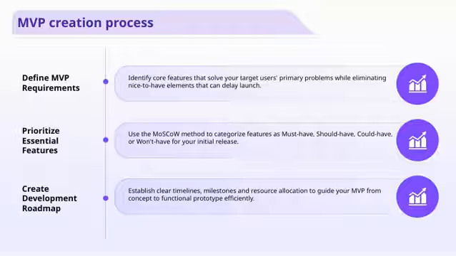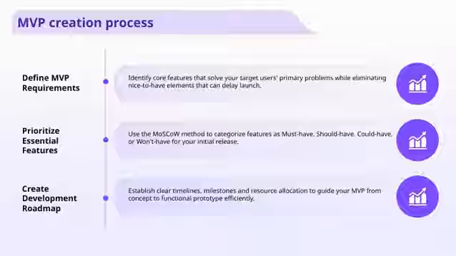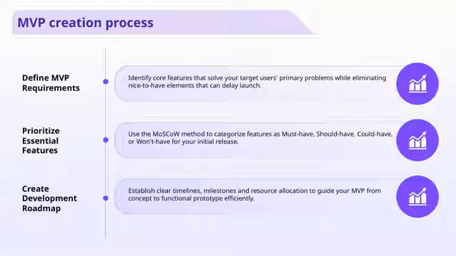Finally, establishing a clear development roadmap is crucial. This means setting realistic timelines, defining milestones, and allocating resources effectively. A well-structured roadmap guides your MVP smoothly from concept all the way to a functional prototype, keeping everyone aligned and on track. Remember, this process is all about staying focused on delivering value quickly while managing scope efficiently. It's a critical step toward turning your idea into a successful product.